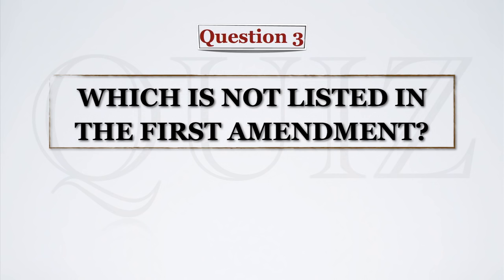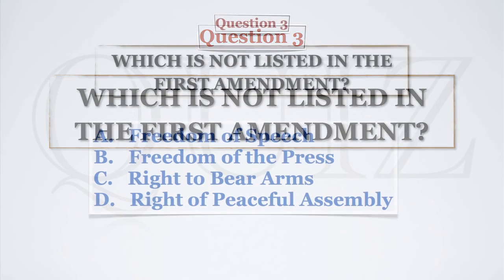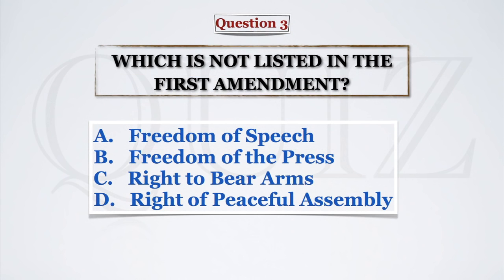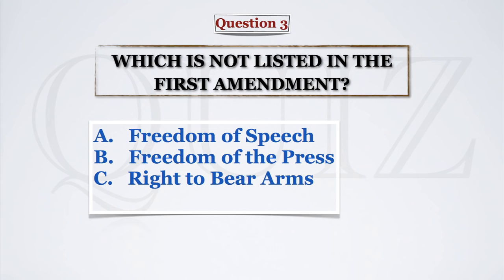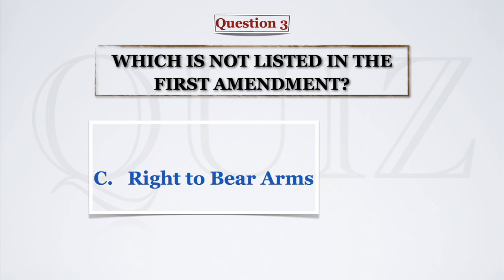Question 3. Which is not listed in the First Amendment? A. Freedom of speech. B. Freedom of the press. C. The right to bear arms. Or D. The right of peaceful assembly. And the answer is C. The right to bear arms is protected under the Second Amendment.